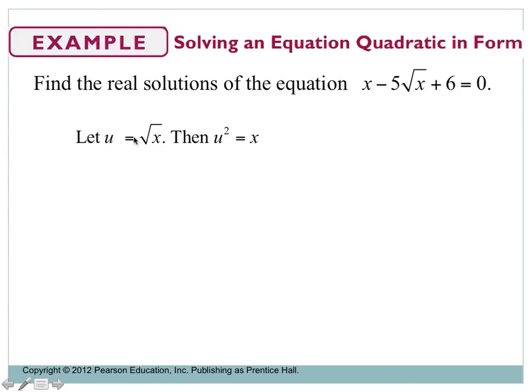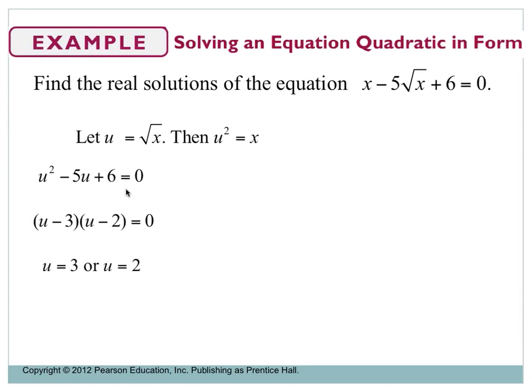So we're going to let u equal the part that we don't like, which is our square root of x here. It's also important to note that u squared would then just be x. So anywhere we see an x, that's going to be taken the place by u squared, and anywhere we see square root of x, that's going to be taken place by u. So what we're left with is x, which is u squared, minus 5 square root of x, which is minus 5u, plus 6 equals 0. We factor this, and we solve. We get u equals 3 or u equals 2.